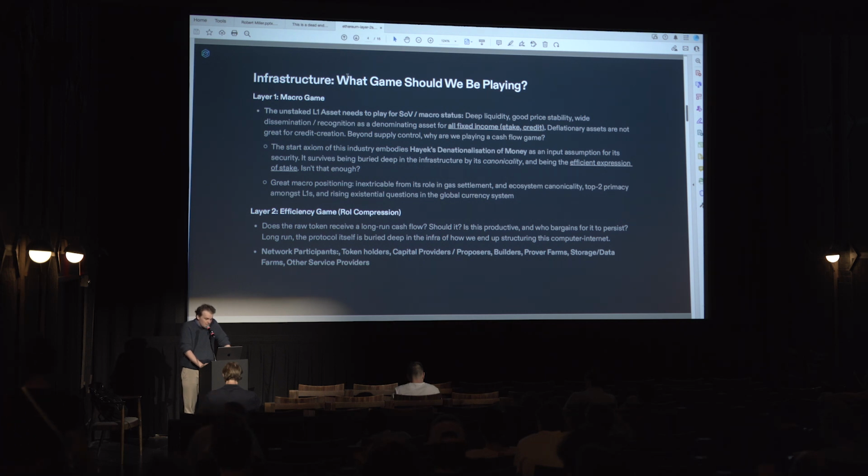The layer 2 is playing a slightly different game in that it probably cannot get access to candidacy as a macro asset for the native asset. And so I think it is playing a slightly different game, and I'll explain all this in the talk.